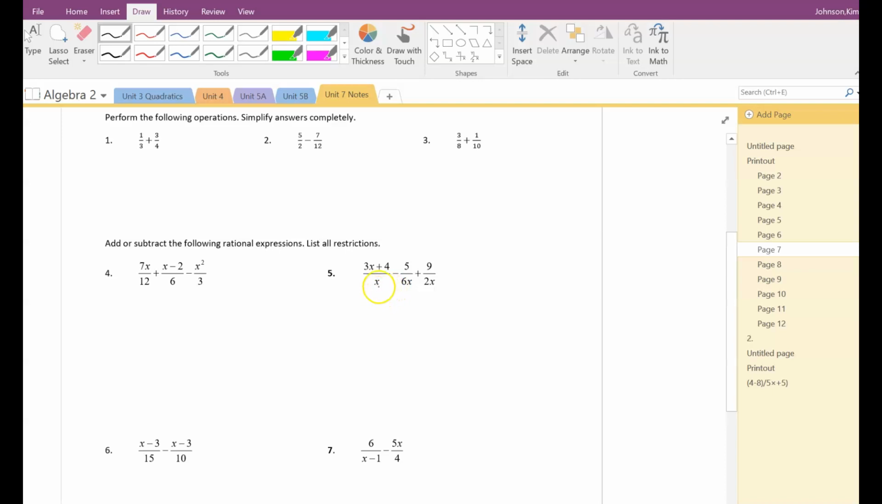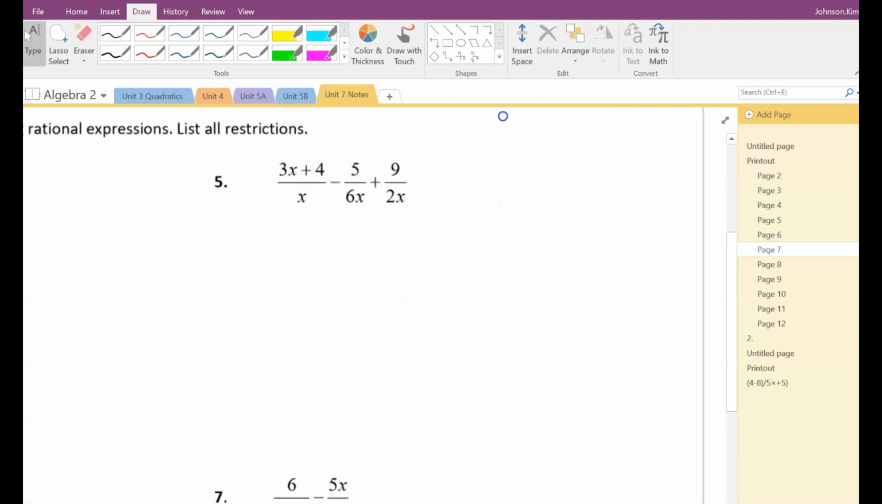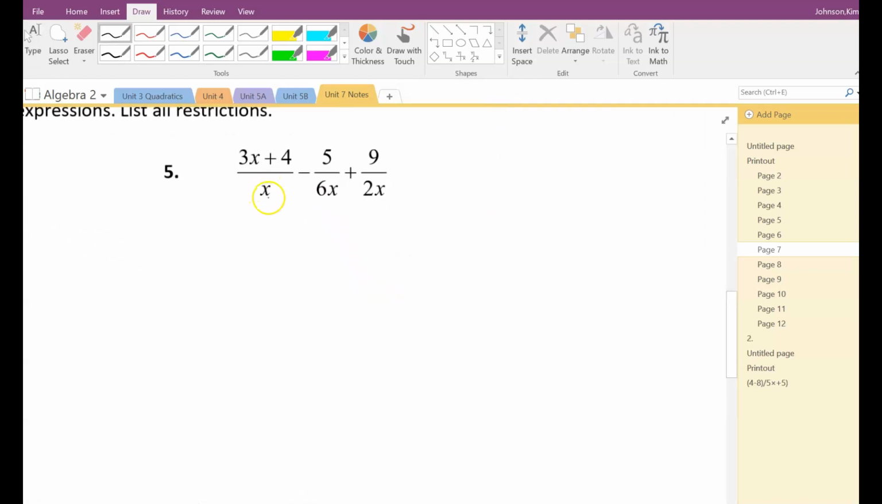So in the first fraction in problem number 5, I have a factor of x. In the second fraction, I have a factor of 6 and a factor of x, so I can rewrite this as 6 times x if I wanted. And in the third fraction, I have a factor of 2 and x. So when I think about the least common multiple for all of these fractions, they all have a factor of x in them, right? So the least common multiple, or the lowest common denominator, which is what we're trying to make, is going to have a factor of x in it.